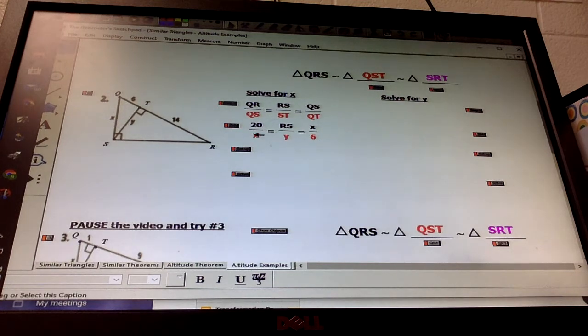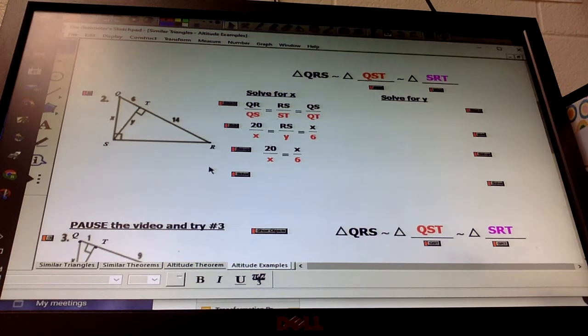QS is X, which is what we're trying to find. We don't know RS, and right now we don't know ST, so we're really not going to use that ratio. But we do know QS is the X, and we do know QT is 6, which is here. So we're going to use the first ratio and this last ratio to solve for X. So look what happens when we do that.